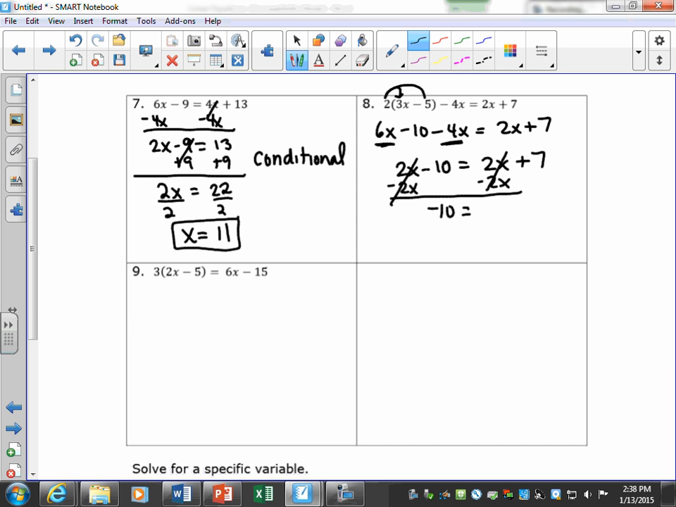This cancels as well. When your variables cancel, you automatically know you're working with a special case. And we simply ask ourselves, is this a true statement or a false statement? Since this is a false statement, that means our answer has no solution, and it's called more specifically a contradiction. It doesn't matter what number we pick for x, it will give us a false statement.